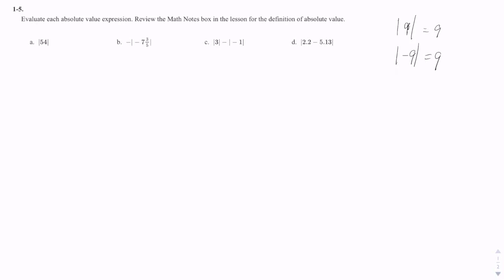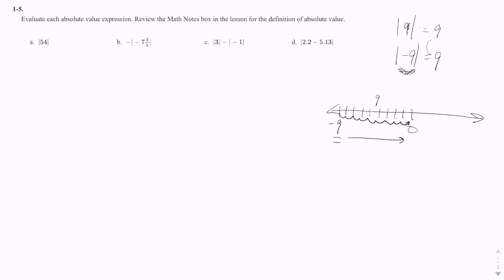The reason for this is that the absolute value is the distance from whatever's in here to 0 on the number line. So if I had negative 9, 1, 2, 3, 4, 5, 6, 7, 8, 9, the distance from negative 9 all the way to 0 is 9. Distance is never negative. Clearly we're not going to count on the number line every time we have an absolute value. We're just going to take the positive value of whatever number is under the absolute value.